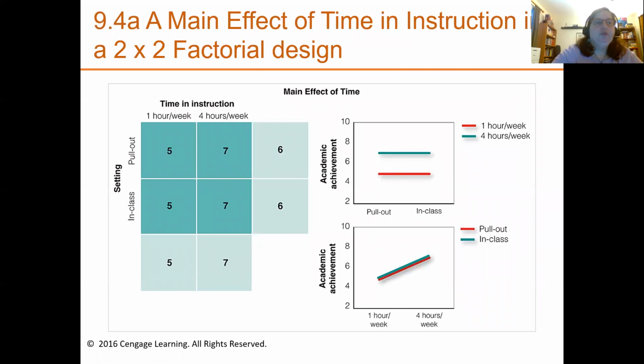Okay, so now let's look at this one. I see no differences between the synchronous and asynchronous, but I do see a difference between 1 hour and 4 hours per week. And that's reflected in the fact that 1 hour per week is down here, 4 hours per week is up here. But no difference, as you can see, between the asynchronous and synchronous, or pull out and in-class.